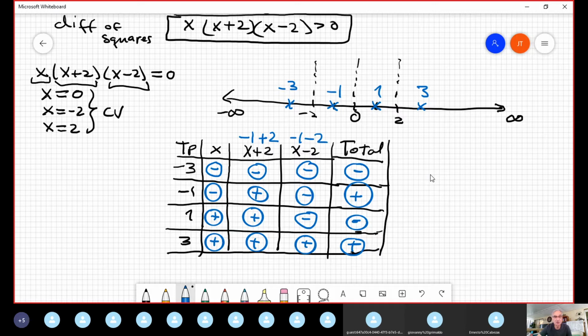I come back to my equation. My equation is greater than 0. Again, to be greater than 0 is the positive. That the positive is the true statement. The true.